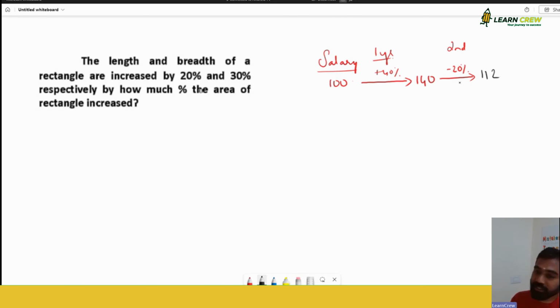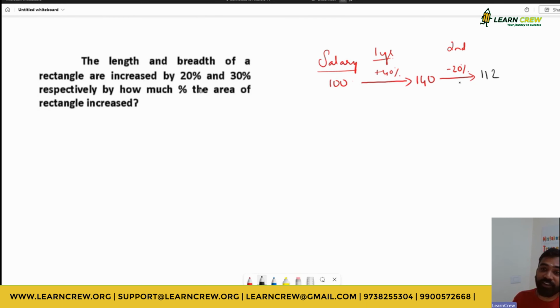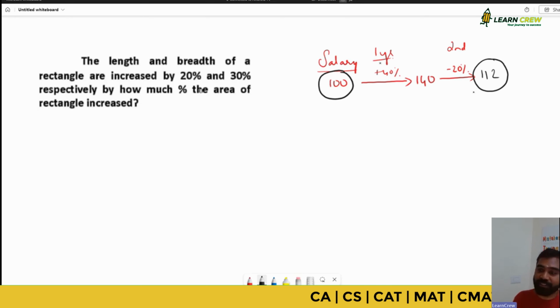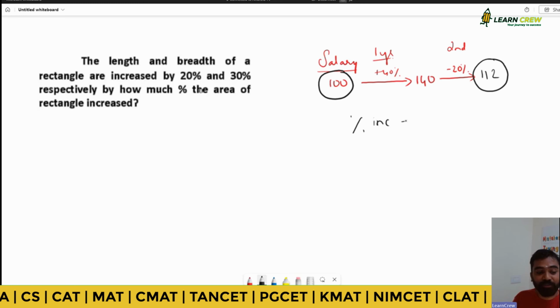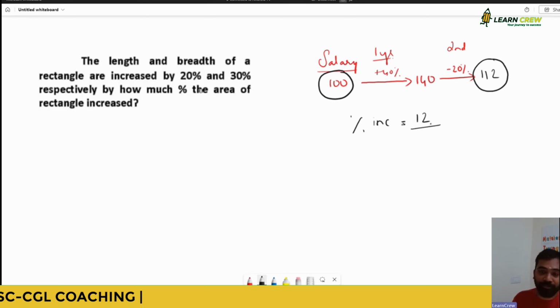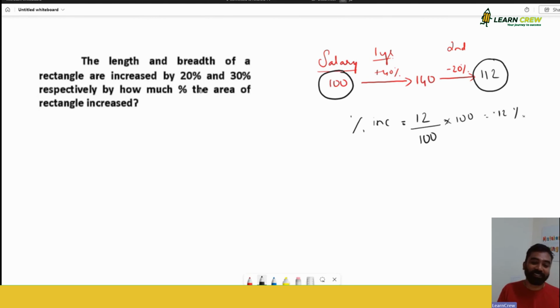Now the question I'm asking is, what is the percentage increase or decrease in the salary? Clearly you can see from 100 the salary has increased to 112, so there is a percentage increase in salary. How do you calculate percentage increase? Find the difference, 12, divided by the lower number, that is 100. So 12 by 100 is 12%. In a span of 2 years, his salary has increased by 12%. Fine. This is the basic method.